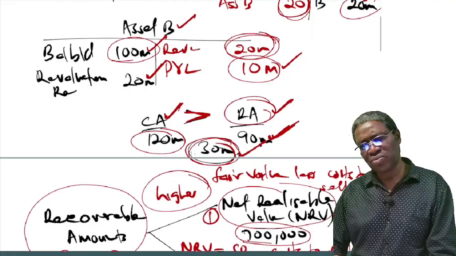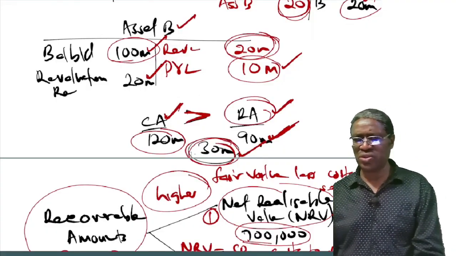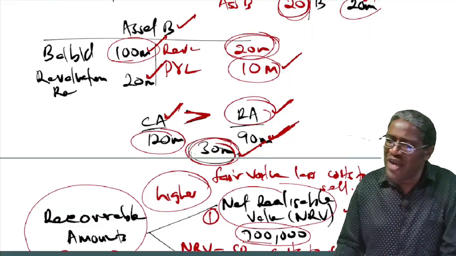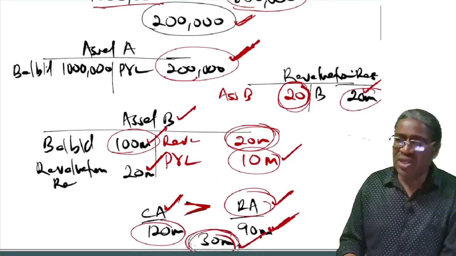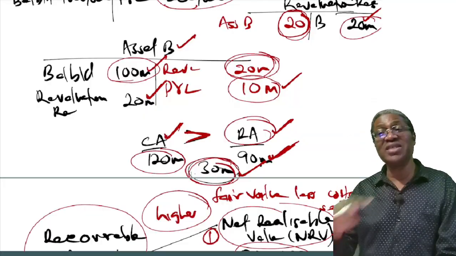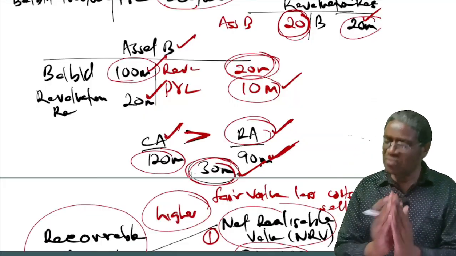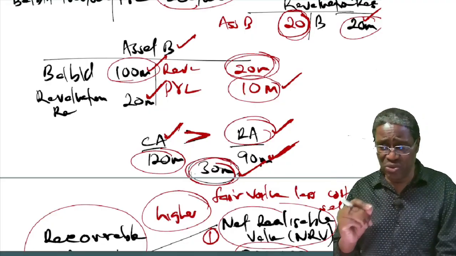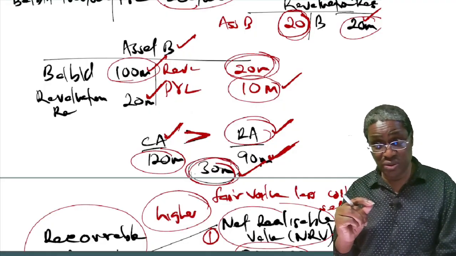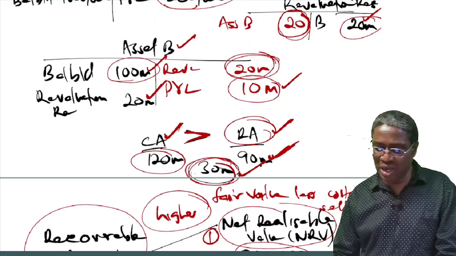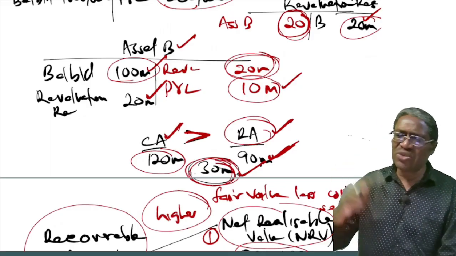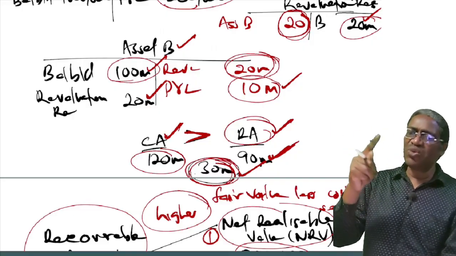Then I asked you, that 30 being the impairment loss, do you write off the 30 million the same way I wrote off the 200,000 up there? We saw the answer is no. You don't write off the 30 in the same way. We said that when an asset which has been revalued suffers an impairment loss, then that impairment loss, which in our case here is 30, should first be considered as a revaluation decrease.